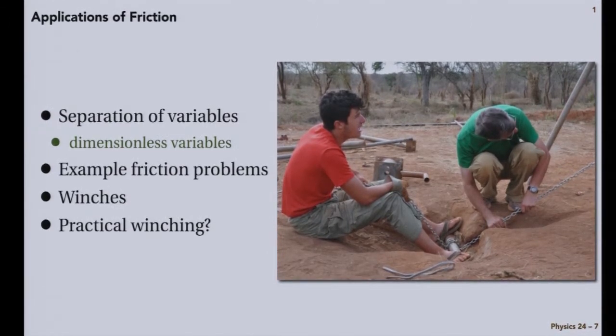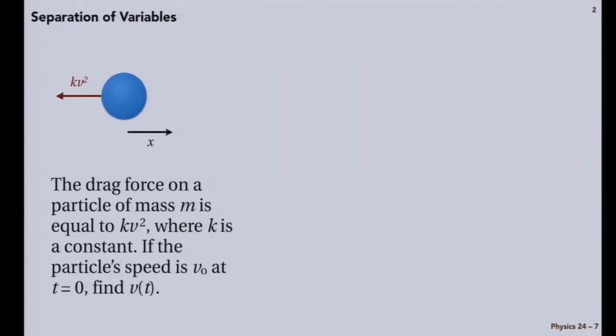So first, let's do a problem. And I would like you to set it up on your own, and then we'll work it through. So I'll give you a couple of minutes. We have now quadratic drag on a sphere, and we'd like to find the particle's velocity as a function of time.